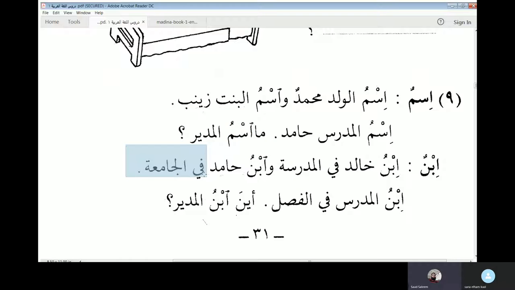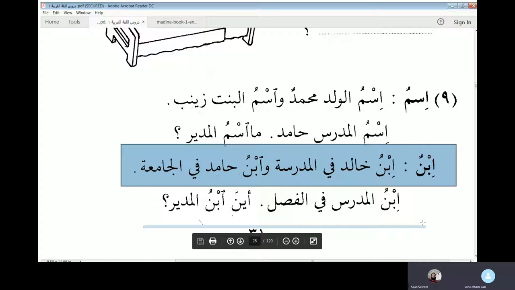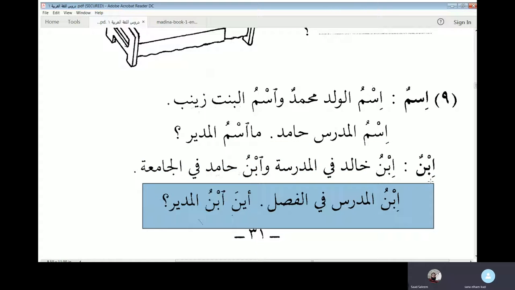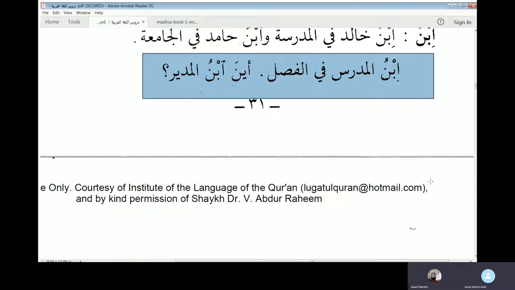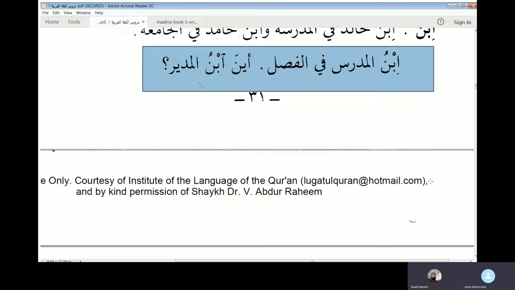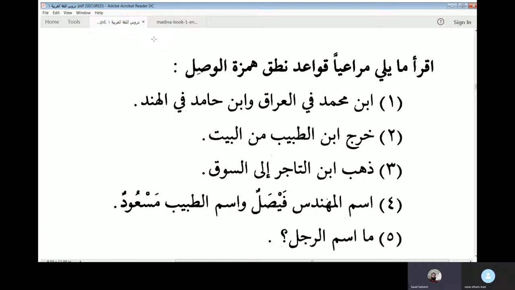Now, Mr. Mujaddad. Ibn Khalidin fil madrasati wabn Hamidin fil jami'ati. Good. So the son of Khalid is in the school and the son of Hamid is in the university. Ibn al-mudarrisi fil fasli. Ayna ibn al-mudiri. So the son of the teacher is in the class. Where is the son of the headmaster or the principal?